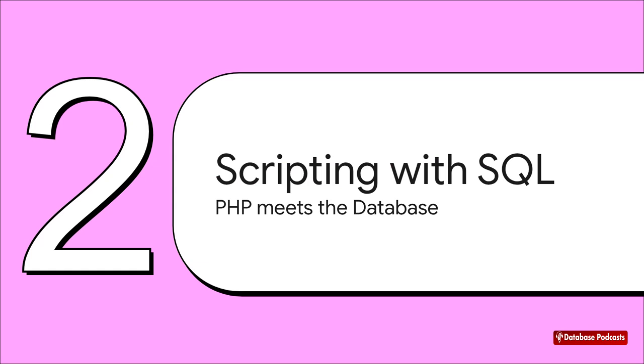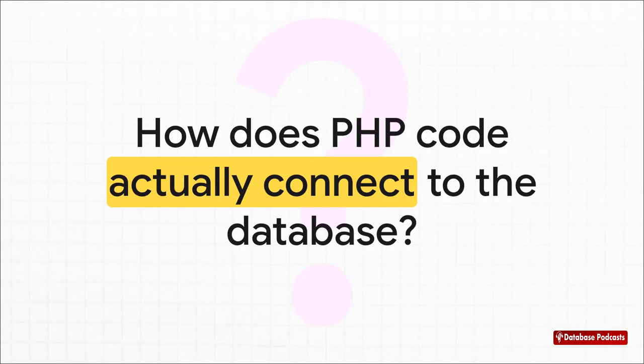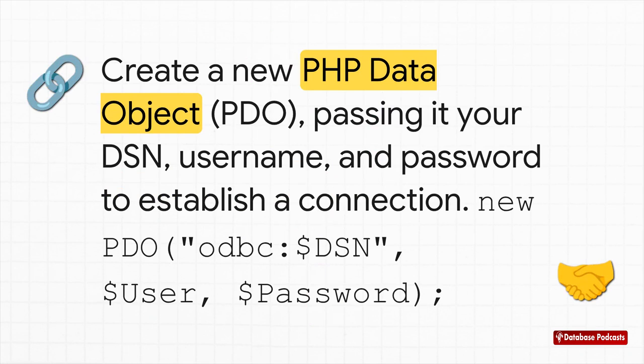Okay, our workshop is all set up, the connections are ready to go. Now it's time for the fun part. Let's get our hands dirty and actually write some code. Let's see how PHP and SQL play together. So this is it, the moment of truth. How do we actually write the PHP code that uses that DSN we just set up to open a live channel to our database? And here it is.